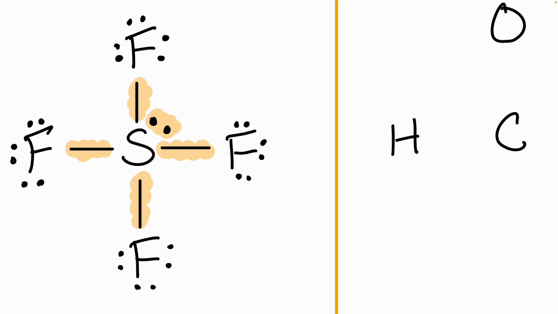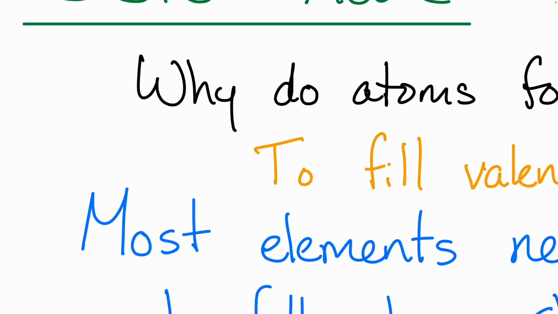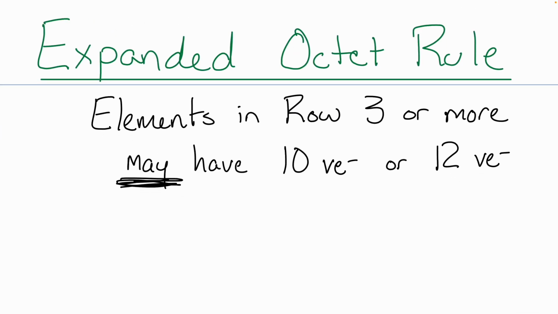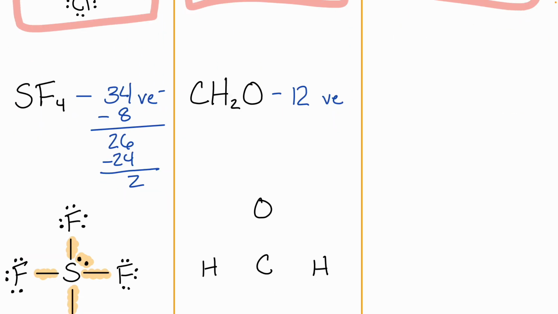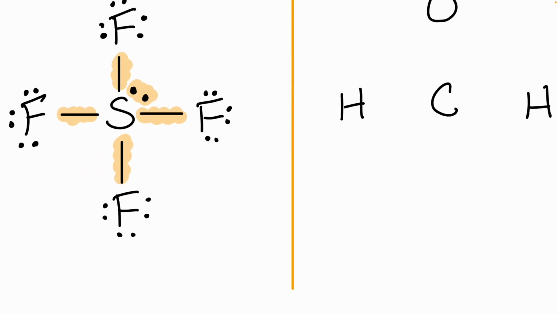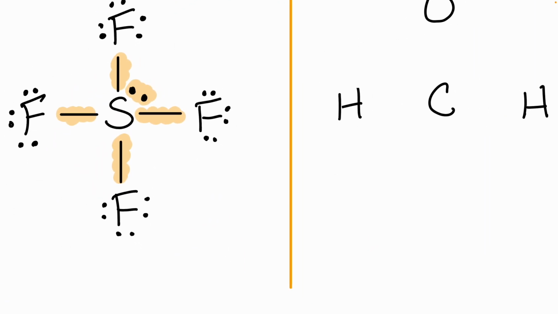Okay, we have this new expanded octet rule. Remember, as long as an element is in row 3 or greater, it may have 10 or 12 valence electrons. As long as you're big enough, as long as you're row 3 or down on the periodic table, you can have that expanded octet. All right, so here's just an example. Let me get rid of my little orange markings. Okay, but here is a good example of a compound with one of those expanded octets.